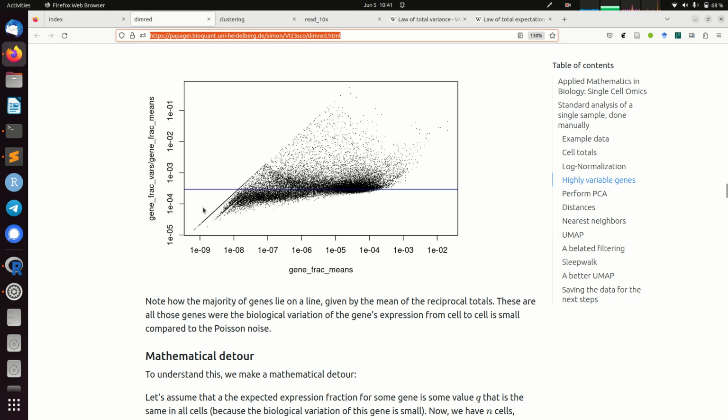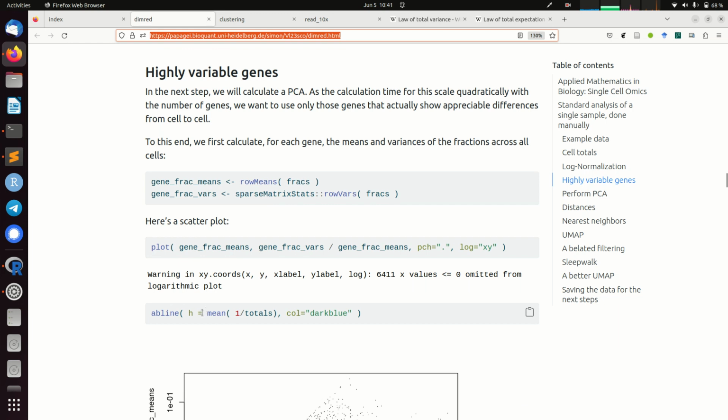It actually sits where this blue line is. And I've put this blue line at exactly the average of 1 over S. Well, how does this now happen?